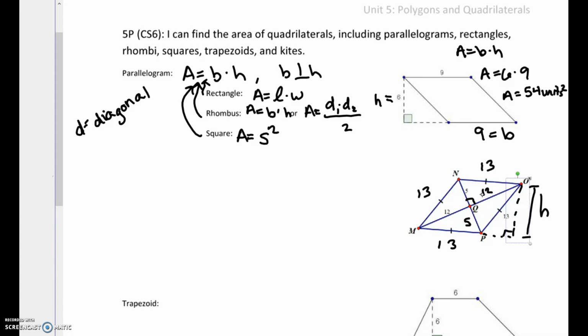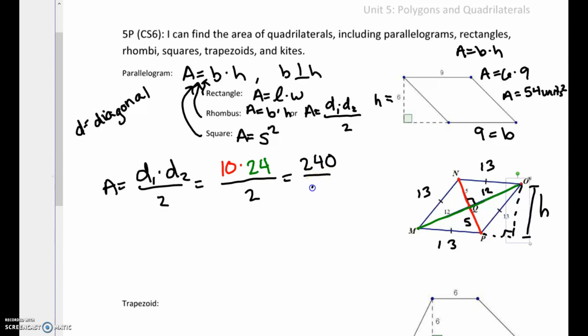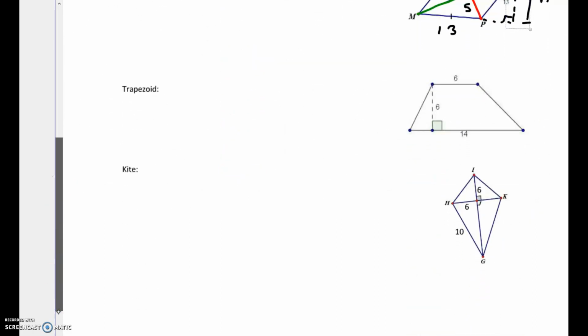So what I'm going to do here is I'm going to use my area equals diagonal 1 times diagonal 2 divided by 2 formula. And guys, keep in mind that diagonal stands for the whole diagonal. Well, the whole length of this diagonal is not 5, it's 5 plus 5, which is 10, times, and the whole length of this diagonal is really 12 plus 12, which is 24, and then we're going to divide by 2. So 10 times 24 is 240, divided by 2 gets me 120 units squared. And that would be my answer for that guy. That's his area.